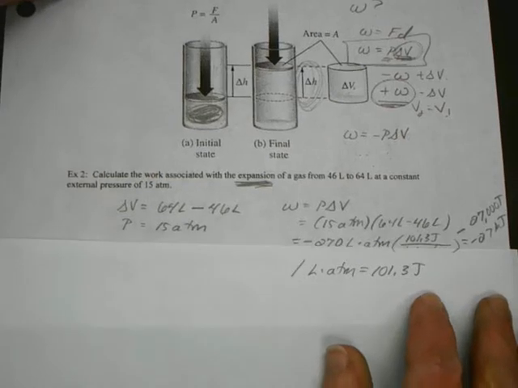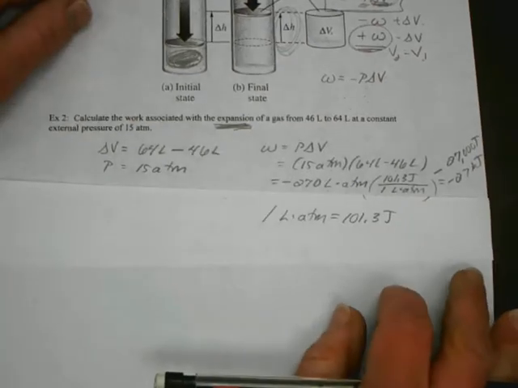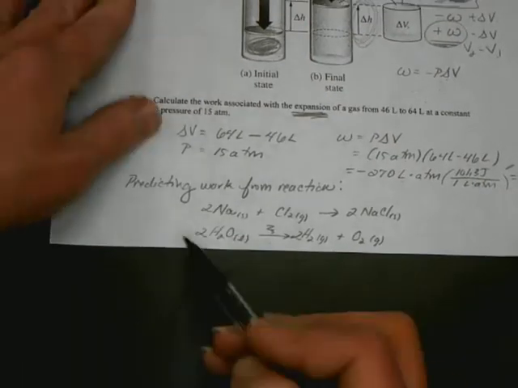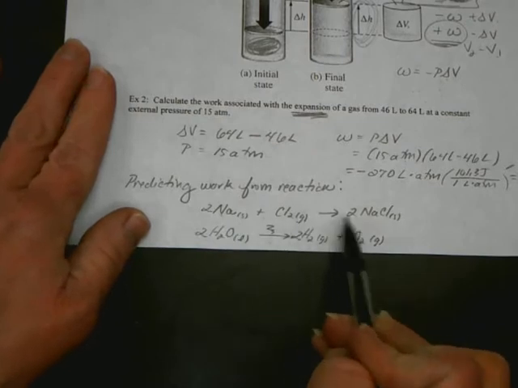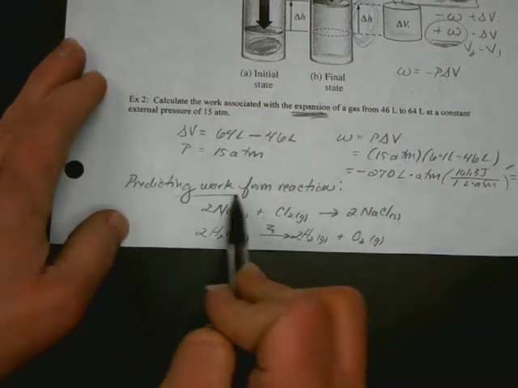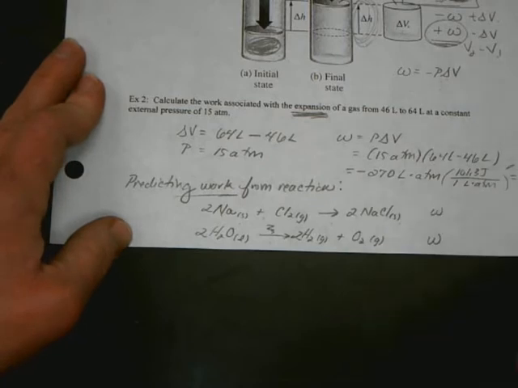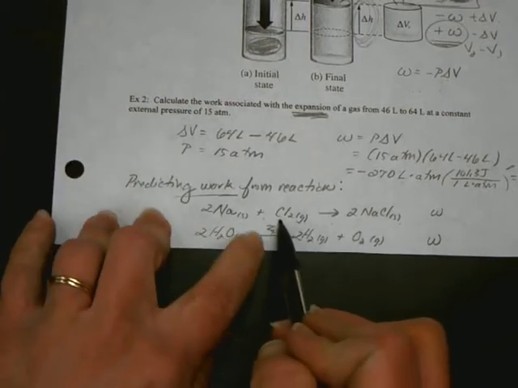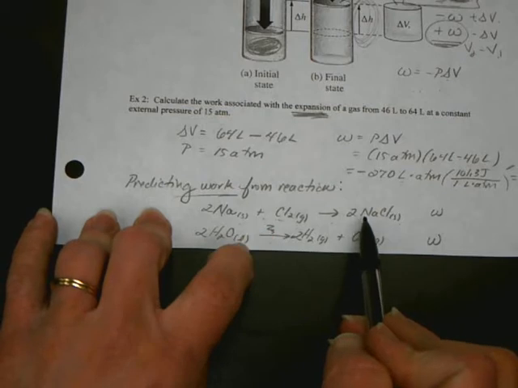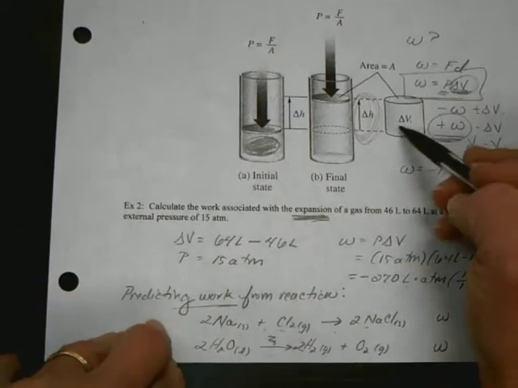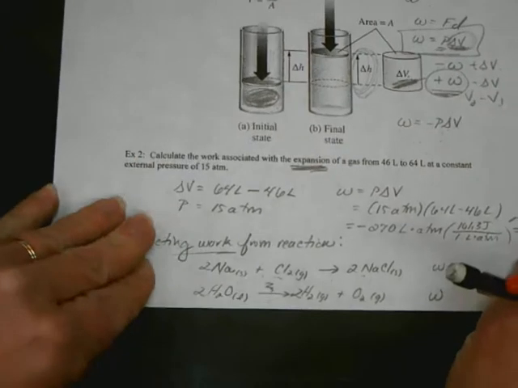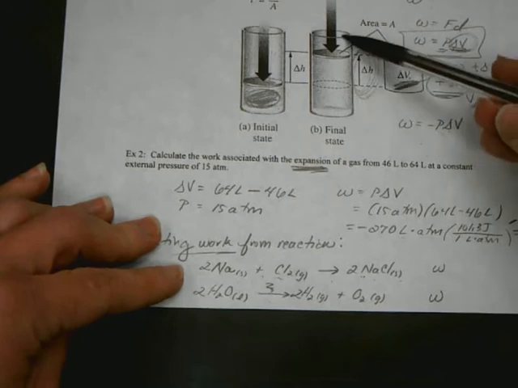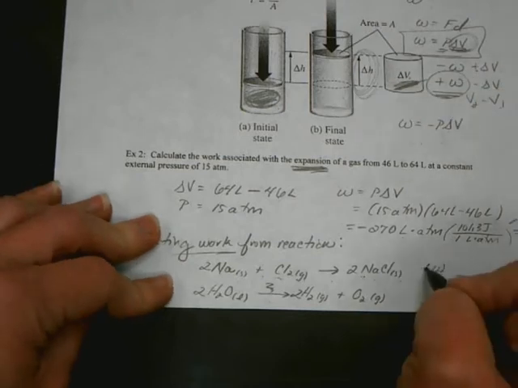Now, we may also be asked to interpret the sign of work based upon just your reaction. If we take a look at solid sodium reacting with chlorine gas to create solid sodium chloride, and you're asked to predict the sign on work, we need to compare the moles of gas of reactant to the moles of gas of product. Here we only have 1 mole of gaseous reactant and 0 moles of gaseous product. So if we look at how our volume will change, we go from having gas to having no gas. So the piston will be dropped. The surroundings will do work on our system. So here, work would be positive.